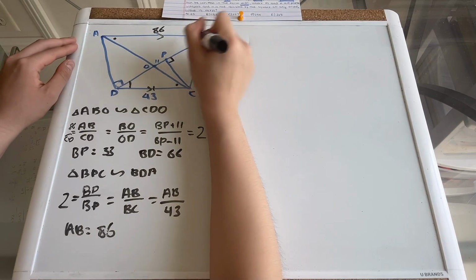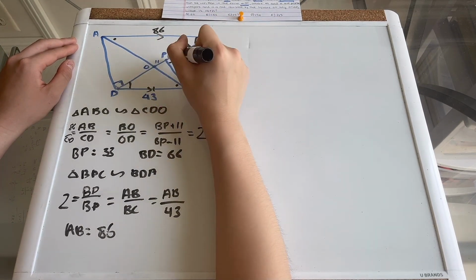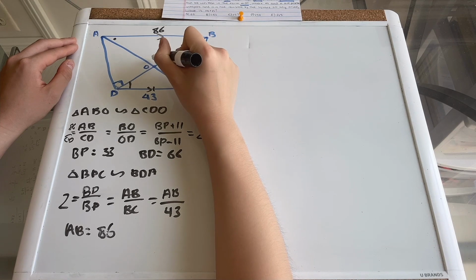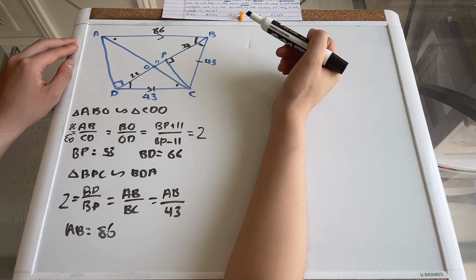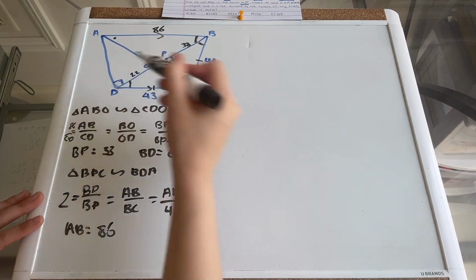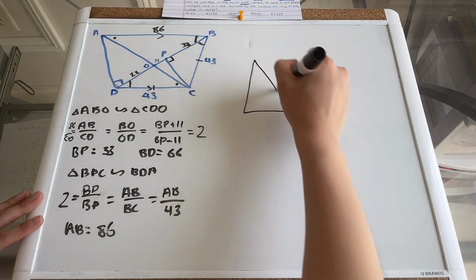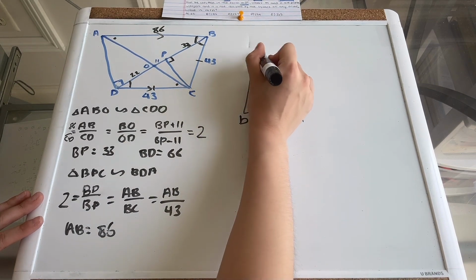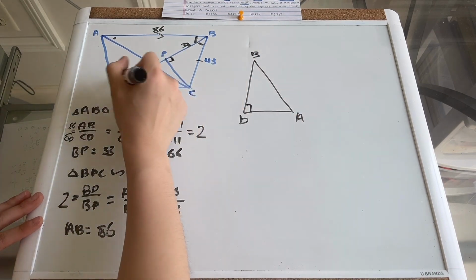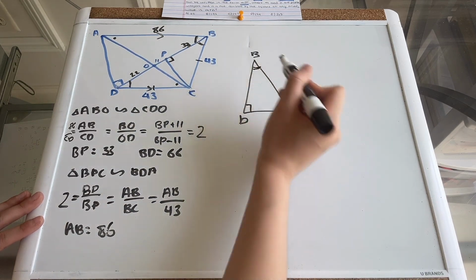Now, we know BP right here is going to be 33. Since this is 33 too, then that means 33 minus 11, this is going to be 22. So we know that this is going to be 22. Then to find the length of AD, this is going to be really easy, because right here I'm going to draw a bigger diagram. This is going to be A, this is going to be D, and this is going to be B. This is the right triangle right here, and then right here, that is this angle.